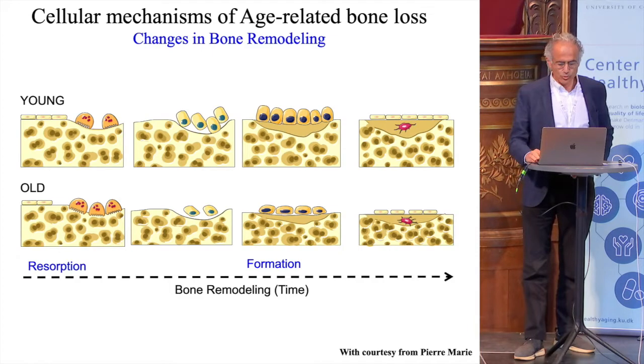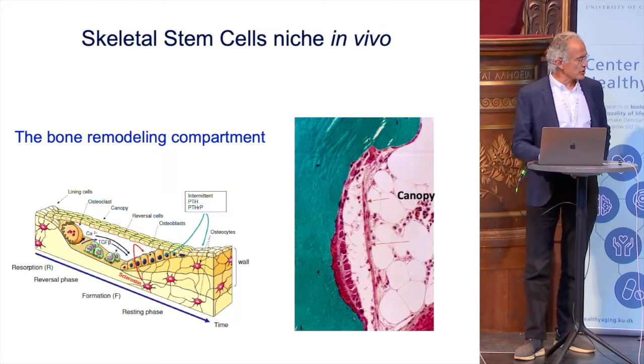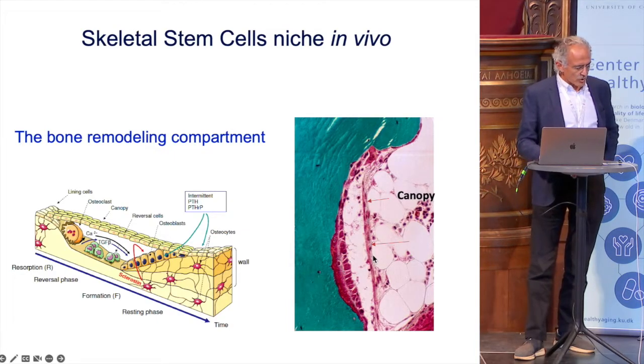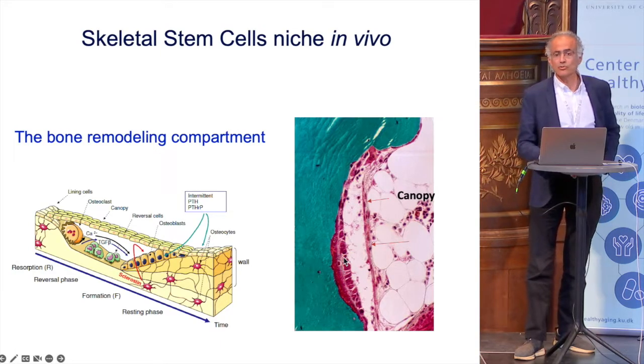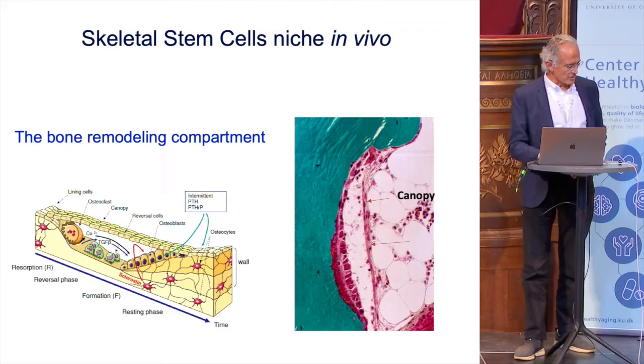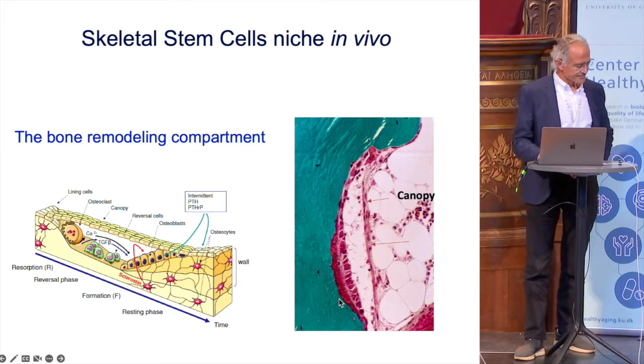We'll come back to why this is happening. But just to give you a real world view of how these cells look like, so what we know now is that bone-forming cells, as you can see here, they are beautiful. We call them osteoblasts, and they are forming bone matrix.